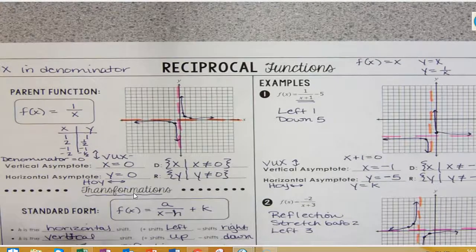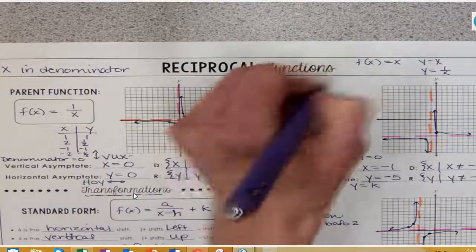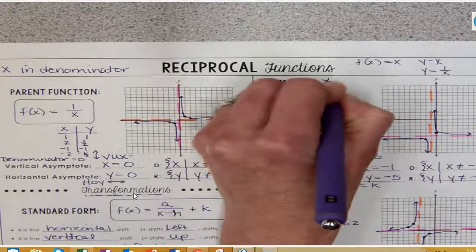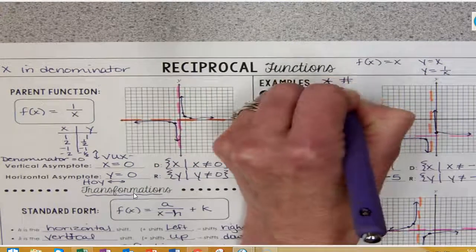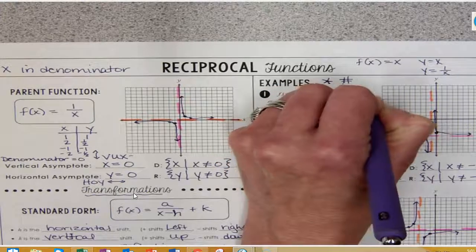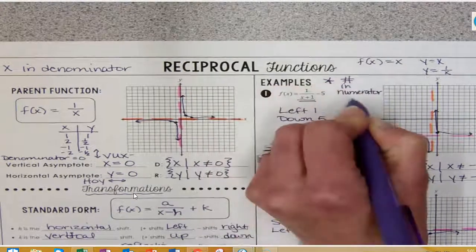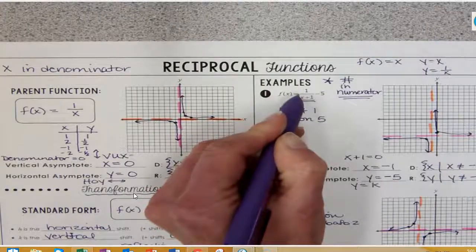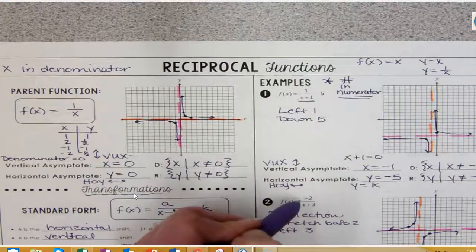Also notice that whenever you have a reciprocal function, there is only a number in the numerator. That's it. There's just a constant, or a number, in the numerator.